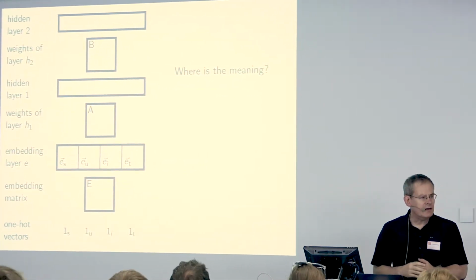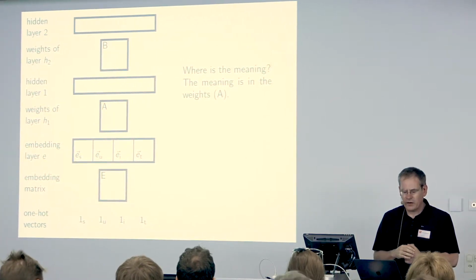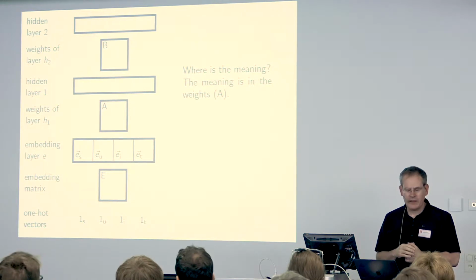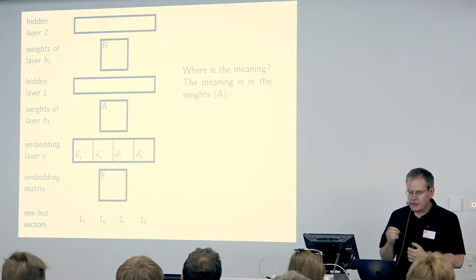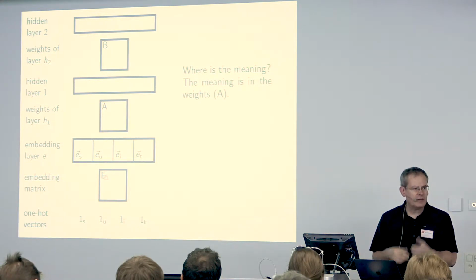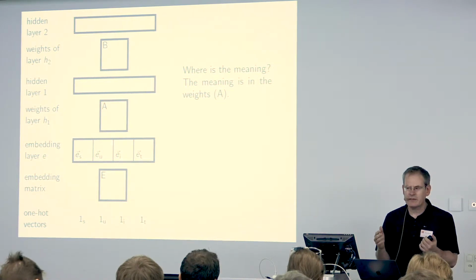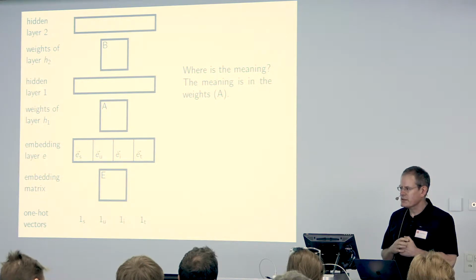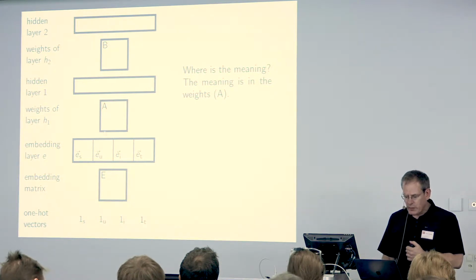So where's the meaning here for character embeddings? The meaning is in the weights of the hidden layers, not in the embeddings. Just a terminological note: when I say weights, I mean the weights of these hidden layers, and I'm going to distinguish that from embeddings. Of course, embeddings are also weights, but it's easier to talk about it if I make this somewhat arbitrary terminological distinction. So when I talk about weights, I mean A and B. When I talk about embeddings, I mean E, okay?